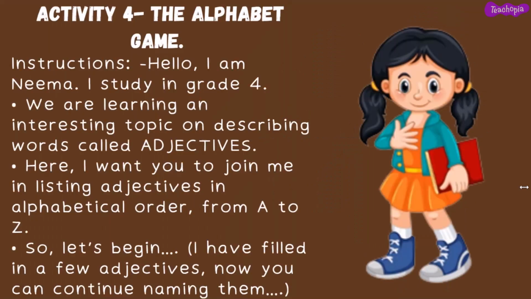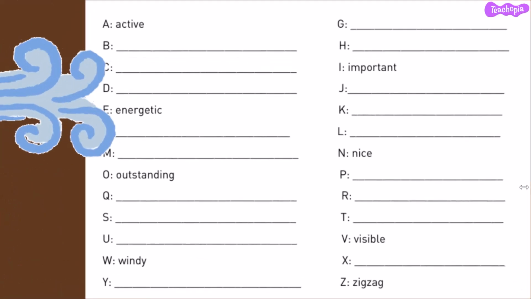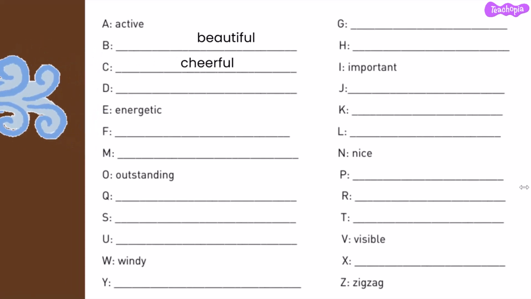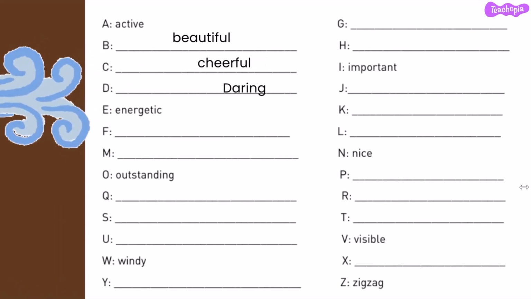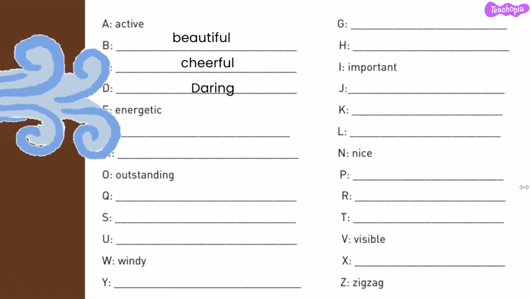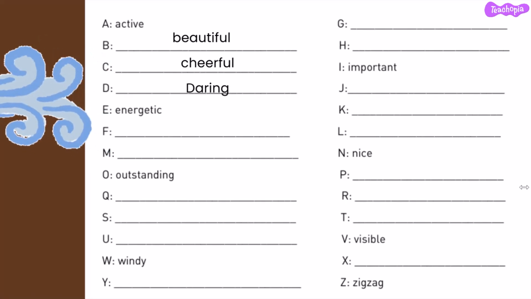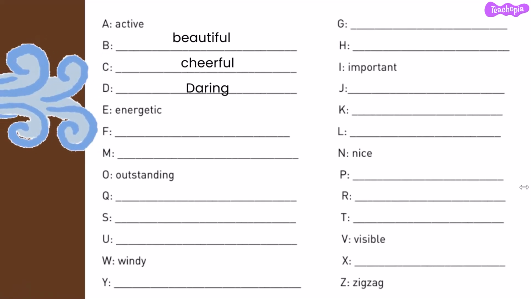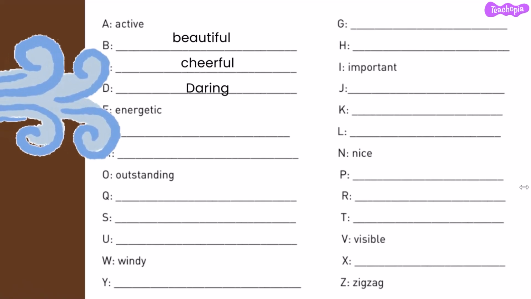Moving on to activity 4, a quick alphabet game. Each letter will have an adjective. For example, A for active, B for beautiful, C for careful, D for daring, E for energetic. The students can continue likewise, and this can help them create a rainbow of adjectives from A to Z.